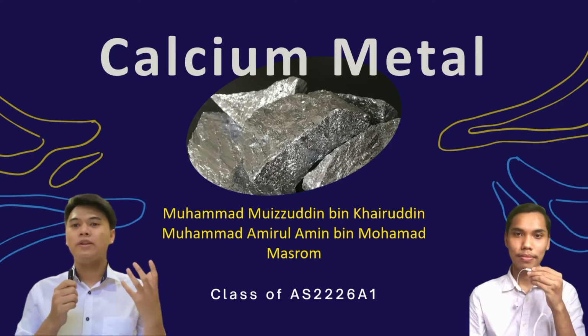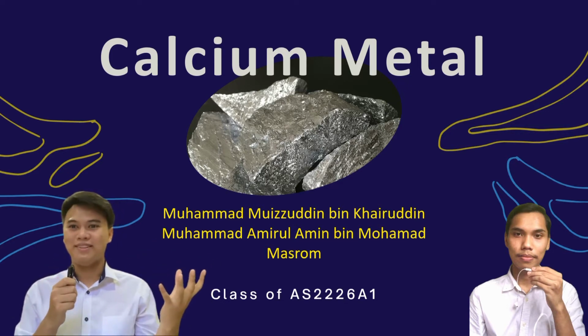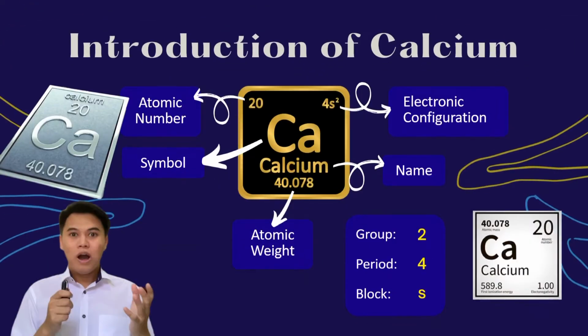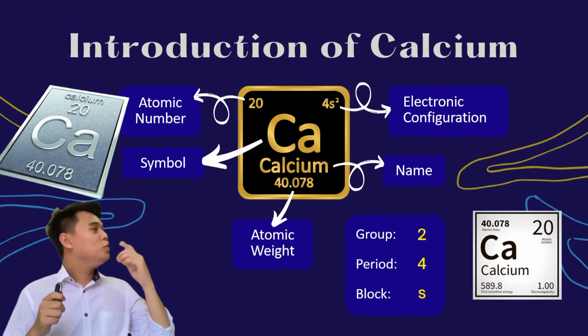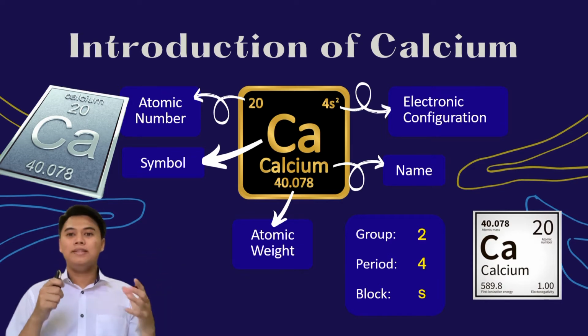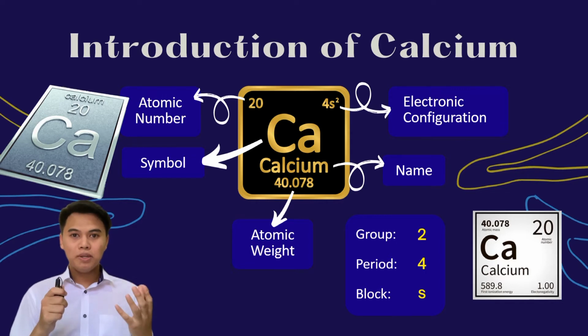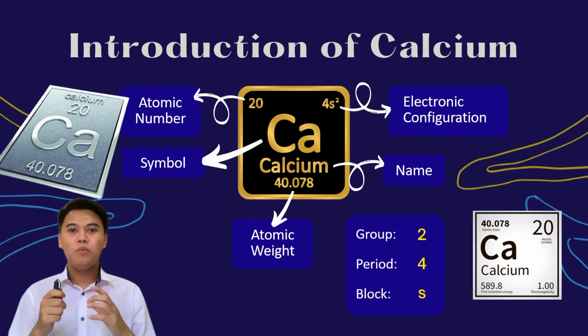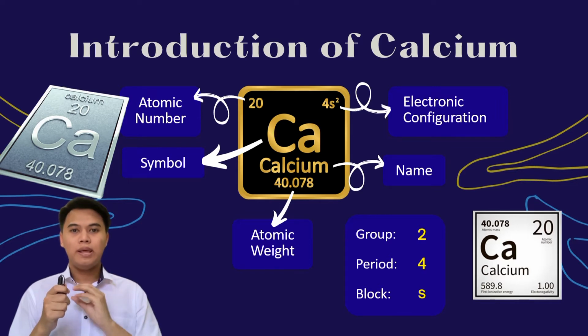Today, we're going to talk about the metal that we chose from the periodic table, which is calcium metal. I will talk about the introduction of the metal. You can see from the picture, the name of the metal is calcium. The symbol for calcium is Ca, where C is a capital letter and a is a small letter.